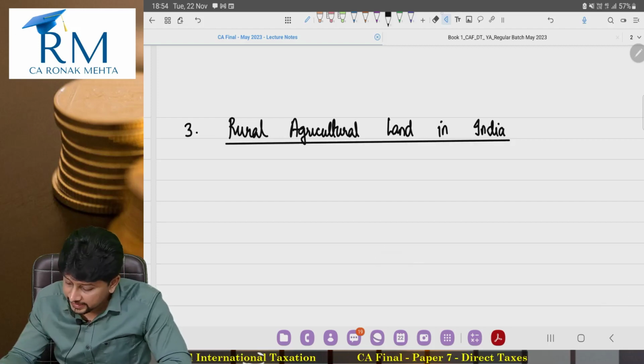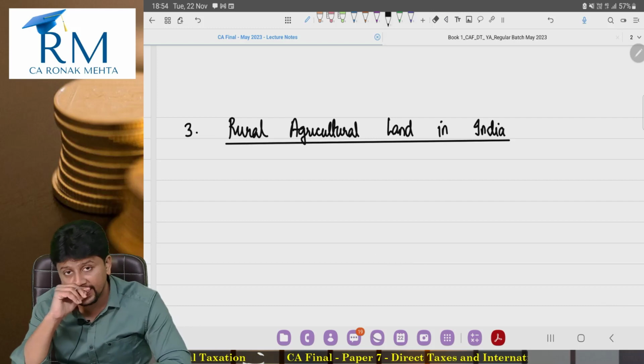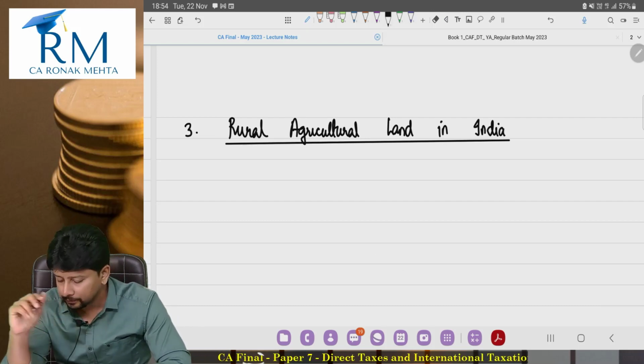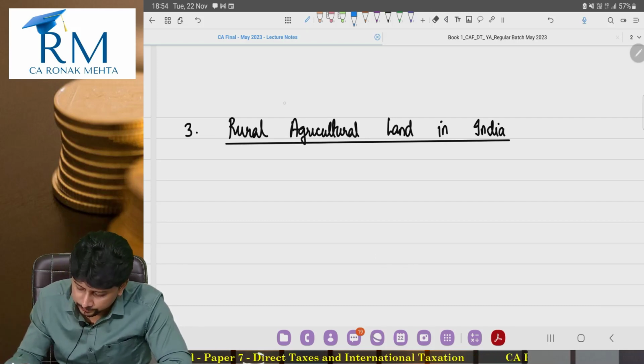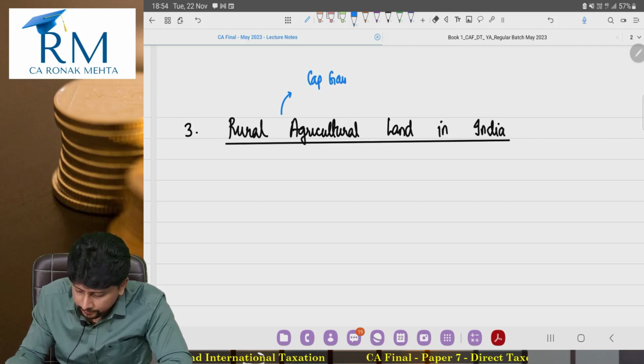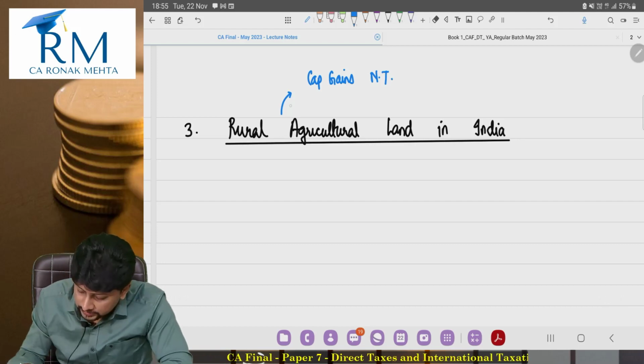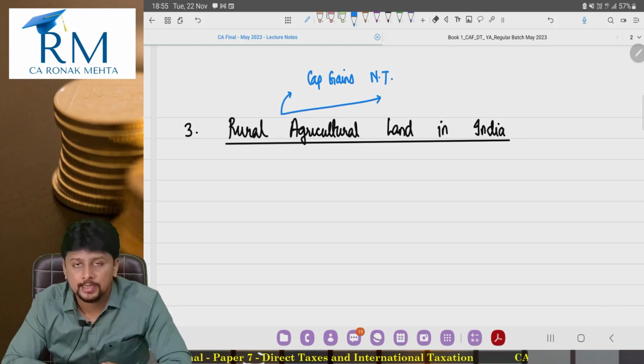So if I sell rural agricultural land in India, capital gains is not taxable. Chalo, first some basic things that I will clarify. Capital gains is not taxable. Can you put this under any other head of income?